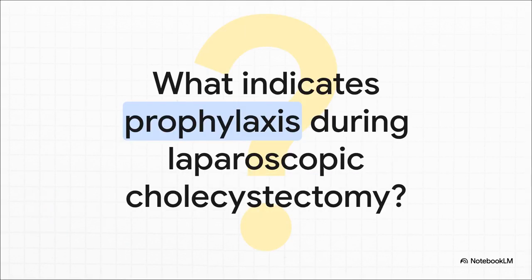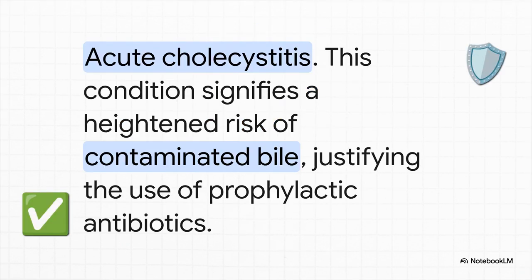All right, second question. In what situation is it a primary indication to give prophylactic antibiotics during a laparoscopic cholecystectomy? Exactly. The diagnosis of acute cholecystitis itself is the indication. That active inflammation is a huge signal that the bile is likely to be infected, which totally justifies using prophylactic antibiotics to prevent any complications if there's a spill during the operation.